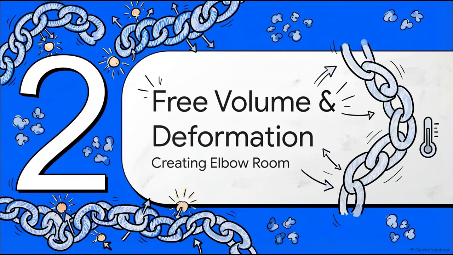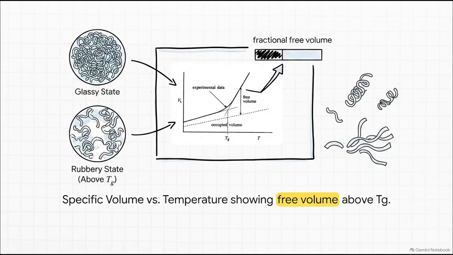Moving right along to Module 2, free volume and deformation. So what actually allows these chains to start moving when they heat up? Well, it all comes down to a concept called free volume, which is essentially the difference between the actual volume the molecules take up and the total volume of the material.